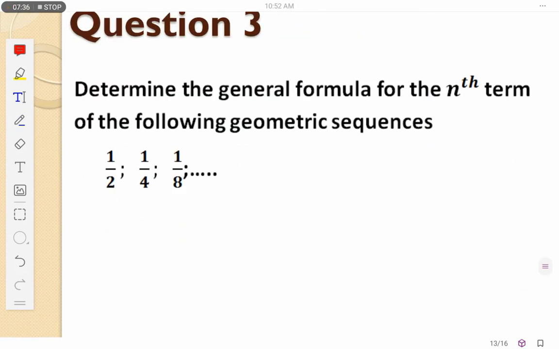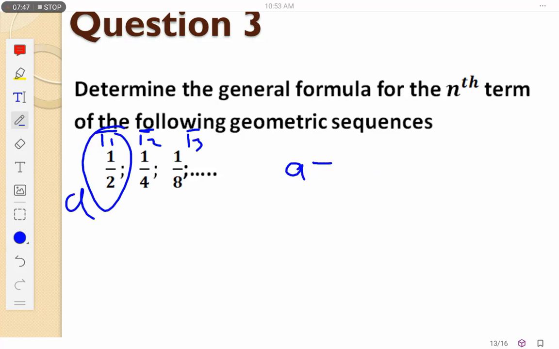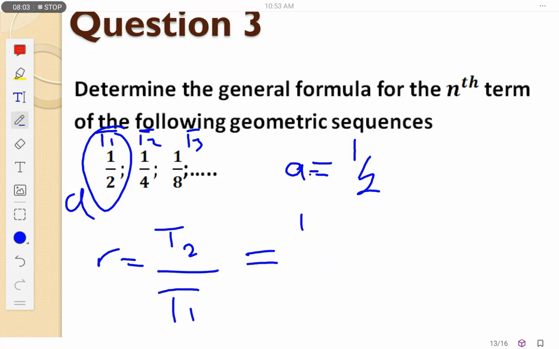Okay, let's have another question. Okay, this one is a fraction, so we do the same. So this is T1, T2, T3, and our T1 is our A. So our A is equal to half there. Let's find our common ratio. Our common ratio becomes what? We said our ratio is now T2 over T1. T2 over T1 is simply 1 over 4 divided by 1/2.